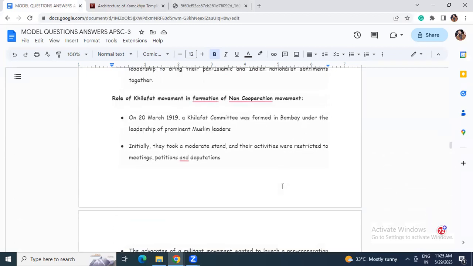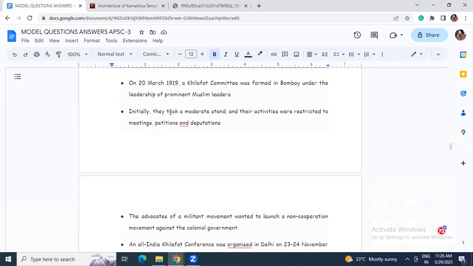Role of Khilafat movement in the formation of the non-cooperation movement. On 20 March 1919, a Khilafat committee was formed in Bombay under the leadership of prominent Muslim leaders. Initially they took a moderate stand. Their activities were restricted to just meetings, petitions, and deputations.